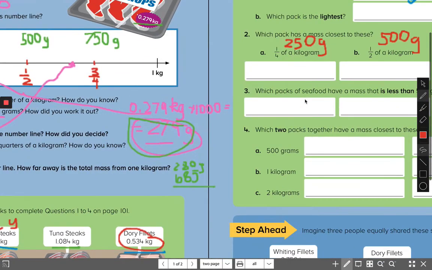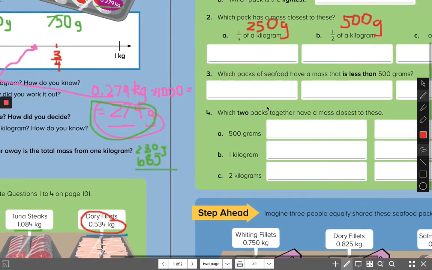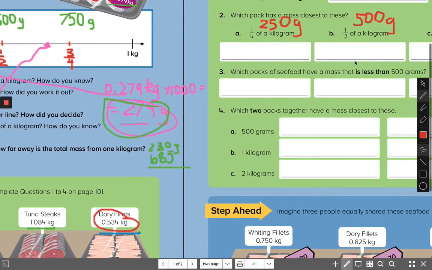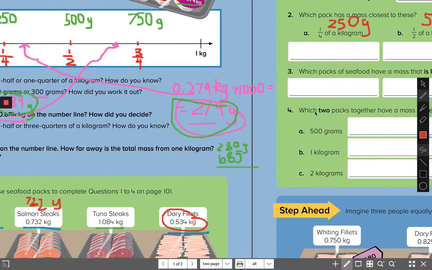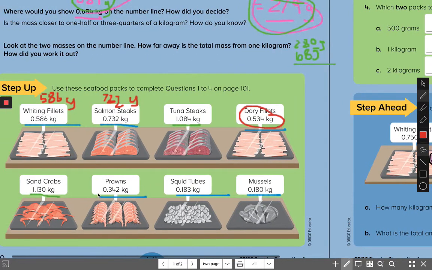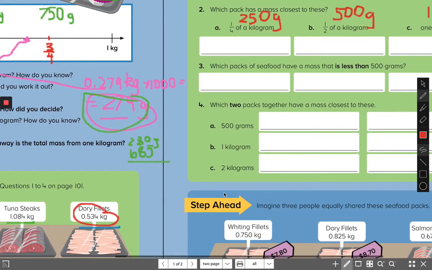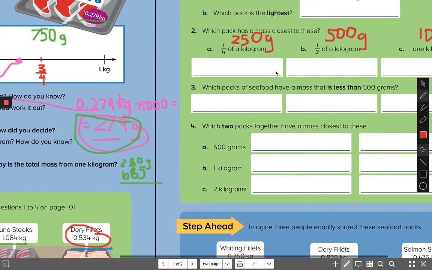Sorry, we're dealing with 1/4. Okay, well, we dealt with a 1/2 kilogram first. So dory fillets are going to be the closest to 500 grams or half a kilogram. And then quarter of a kilogram, you'll have to look at them again. So you obviously can't do this, can't do that, and maybe you can have a look at this one. So 342 grams, 183. So I would say prawns would be the closest one to a quarter of a kilogram.